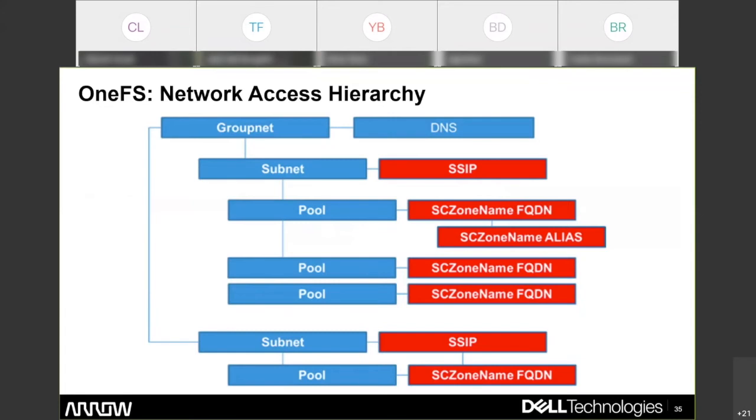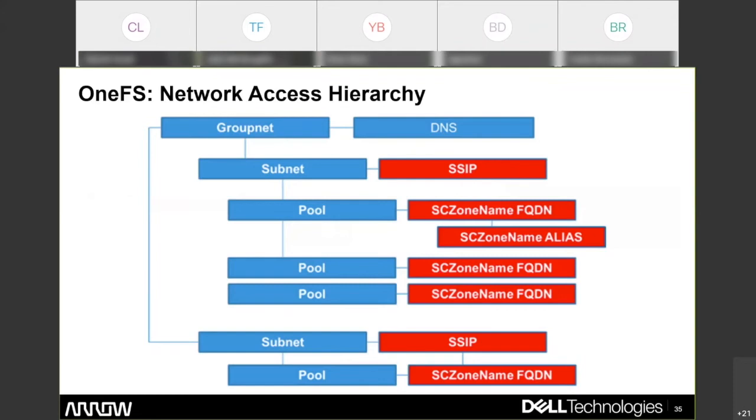So as we see here, each GroupNet has a specific DNS and supports multiple subnets. Most environments we see have a single GroupNet, but we do see this, like if companies merge and then you have kind of a multi-tenant environment. You may see two completely different GroupNets on the same cluster, which is absolutely supported, and then you're going to have two independent domains as well. Each subnet underneath that GroupNet supports a Smart Connect service IP address, which is what the on-site DNS server is going to connect to. And then it's got multiple IP pools associated with each subnet.